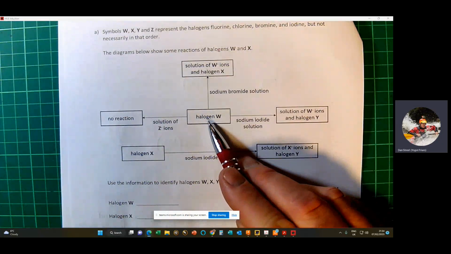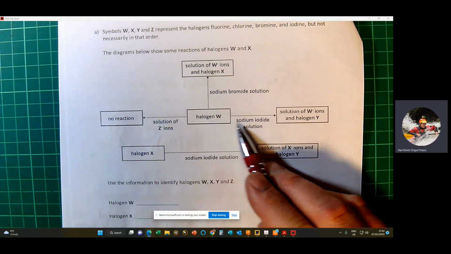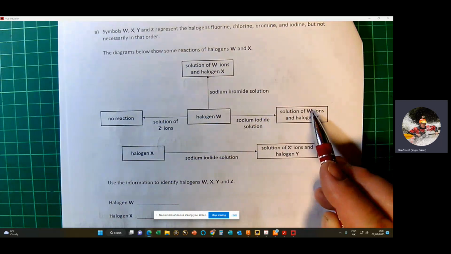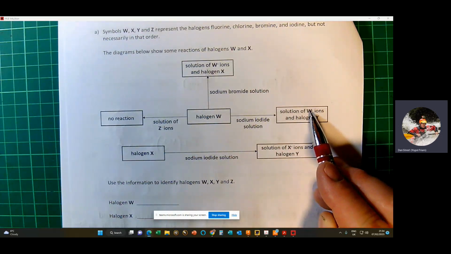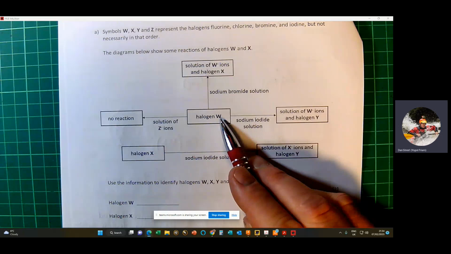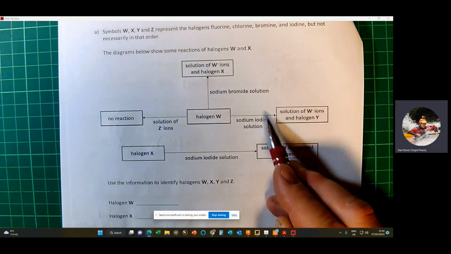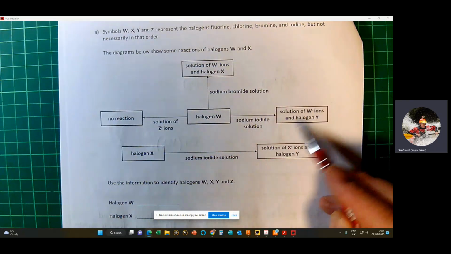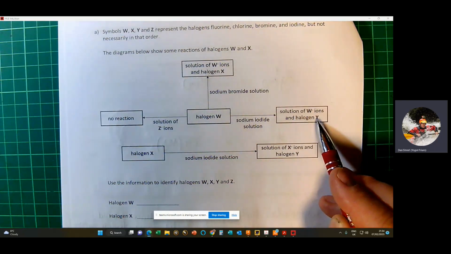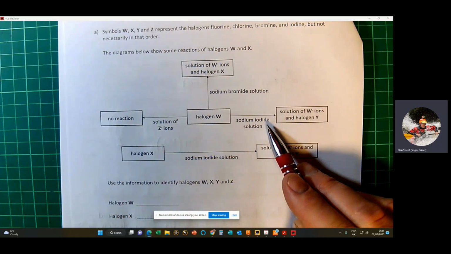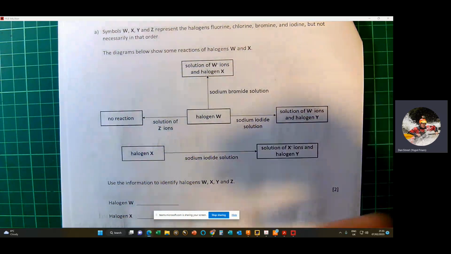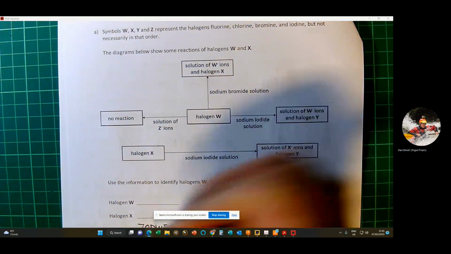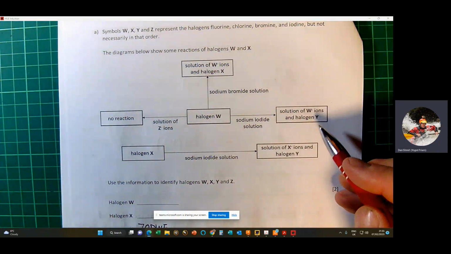So halogen W, if it reacts with sodium iodide solution, okay, we get a solution of W minus ions. So that tells us that halogen W is more reactive than the iodide, and therefore does displace it. So halogen Y must be iodine, okay, so we can put that one in. So we know that Y is iodine.